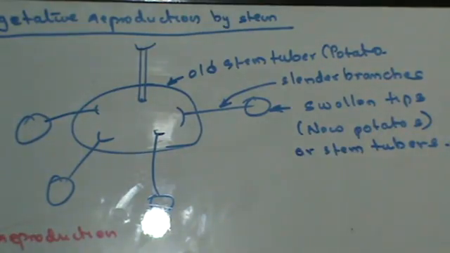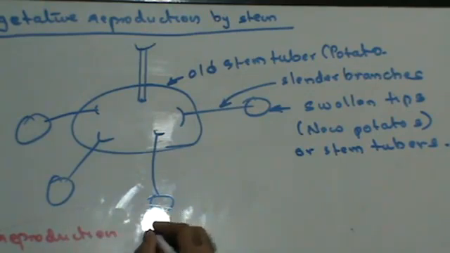Now, in this case, the potato is an underground modification of stem for storage of food. The potato has many eyes, each with a bud and a scaly leaf. The axillary bud on the underground stem grows into slender horizontal branches. I've shown you the horizontal branches. The branch has nodes, internodes, scaly leaves, and a terminal bud. The tip of the branch accumulates all the food and gets swollen into a new stem tuber. So that's how you have vegetative reproduction by stem.